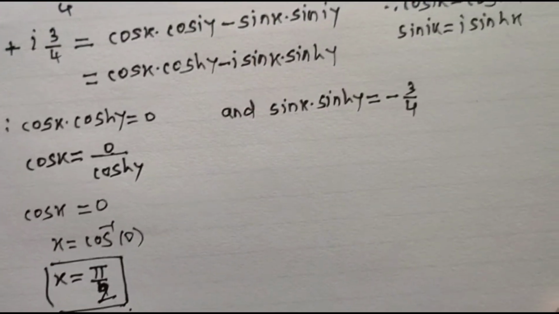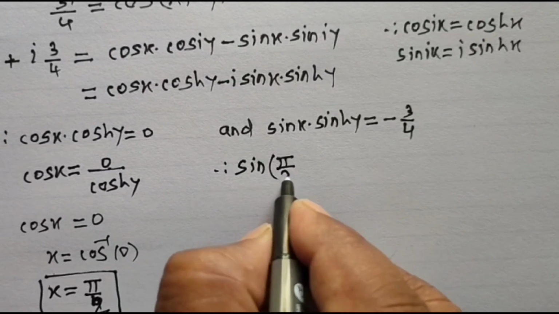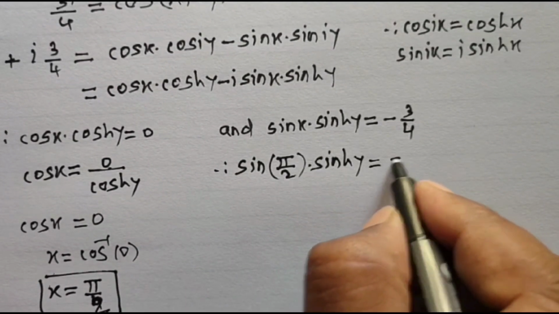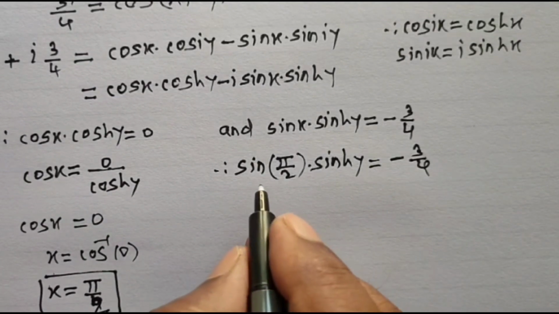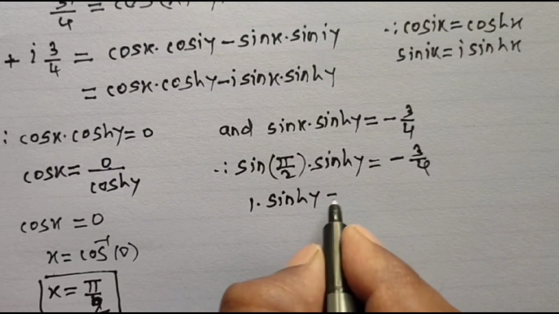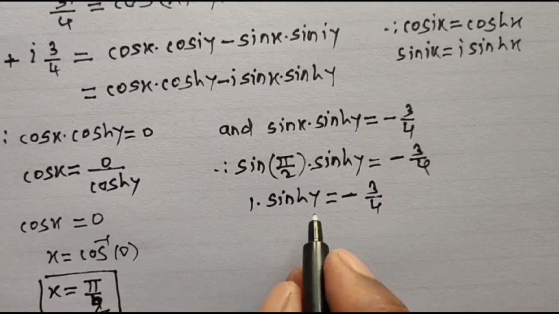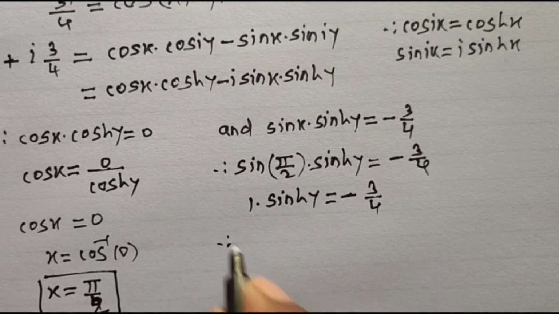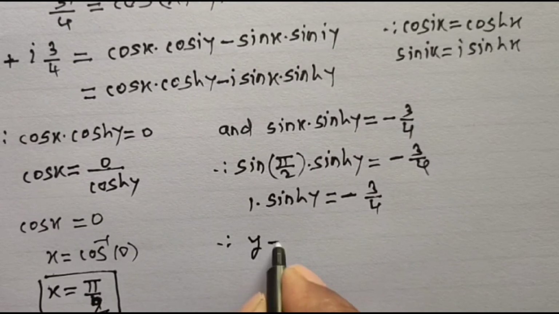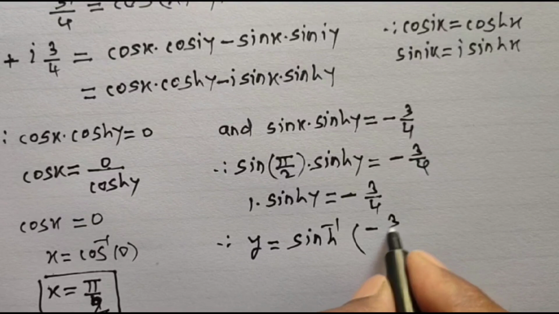x is equal to pi by 2, we can put here, hence sin pi by 2 into hyperbolic sin y is equal to minus 3 upon 4. Sin pi by 2 is 1. 1 into hyperbolic sin y is equal to minus 3 upon 4. We have to find out y. y is imaginary part of cos inverse of 3i upon 4. So y is equal to hyperbolic sin inverse of minus 3 upon 4.